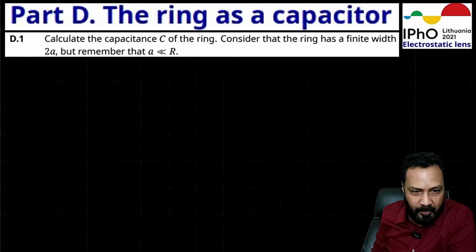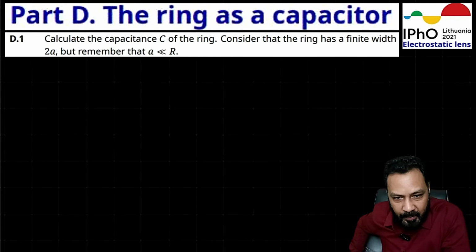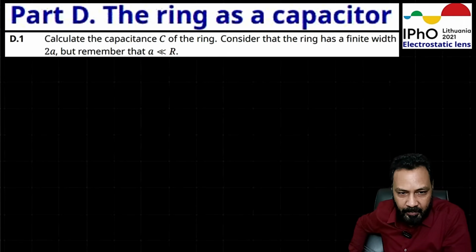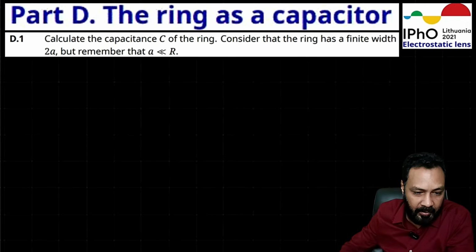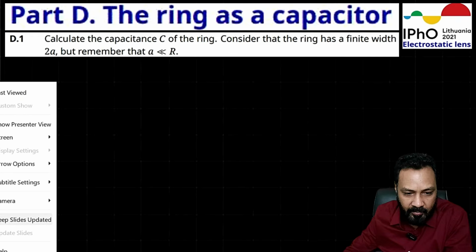Now this part D, actually this is the toughest part, the second toughest part. Capacitance C of the ring. Consider the ring has a finite width 2a. Remember, a is much smaller than r. That is also a very long thing. My last video for this was only about 1 month back. So let me show that.